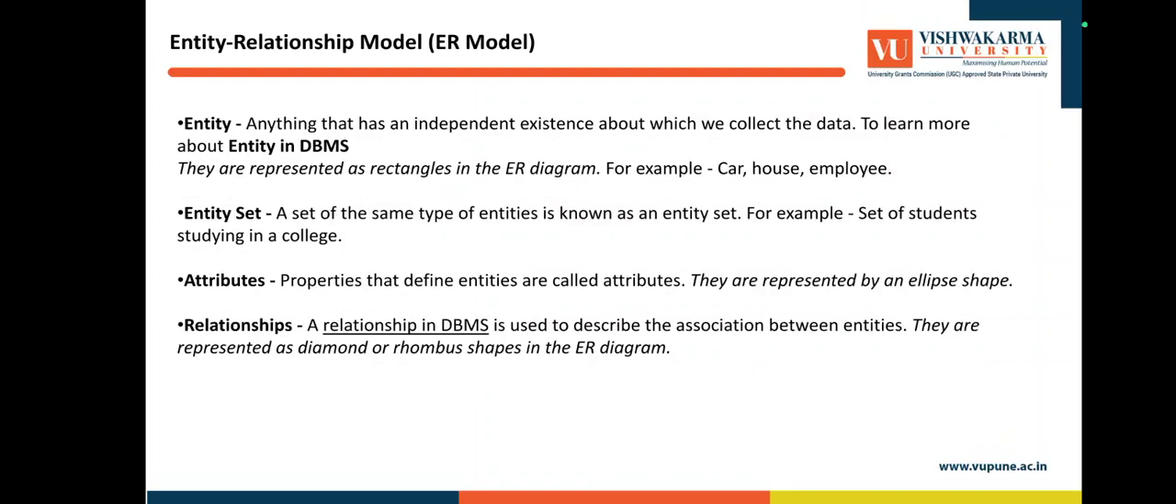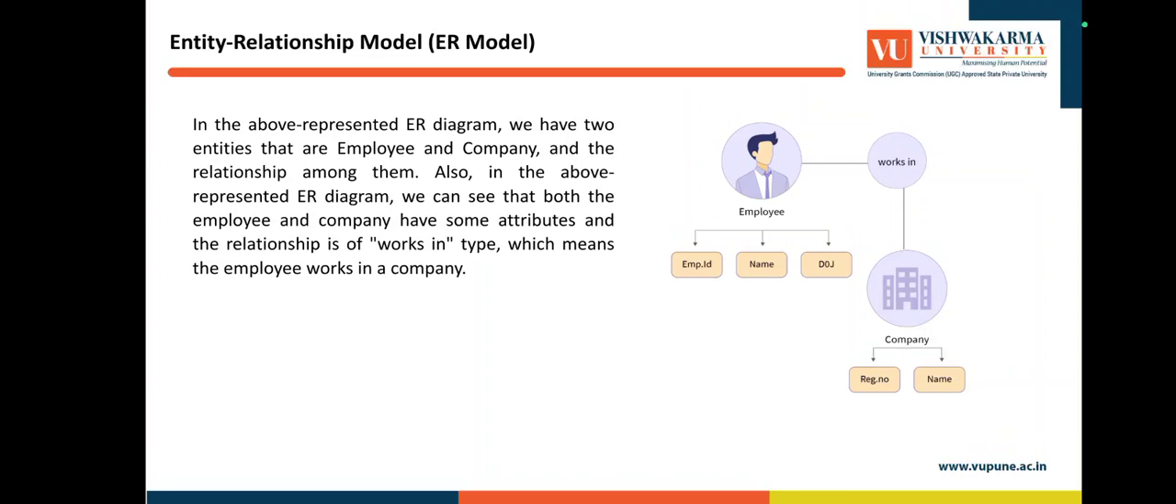Entity, entity set, attributes, and relationships are the components of the entity relationship model. In this entity relationship model, we have two entities, that is employee and company, and the relationships among them. Also, in the above represented ER diagram, we can see that both the employee and company have some attributes, and the relationship works in type, which means the employee works in a company.